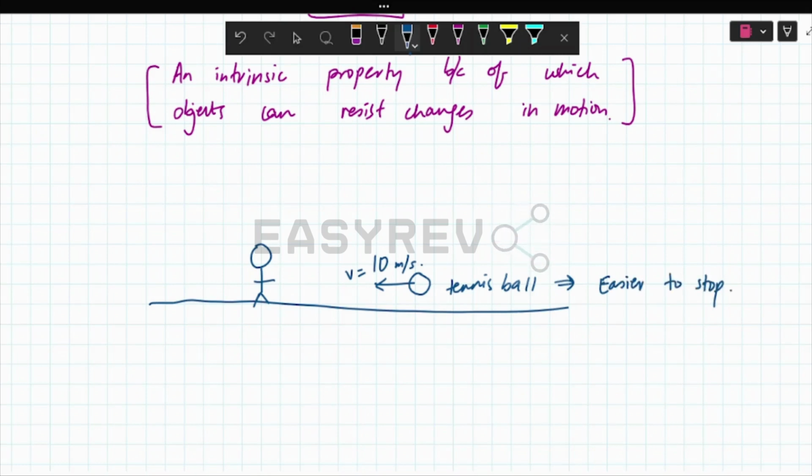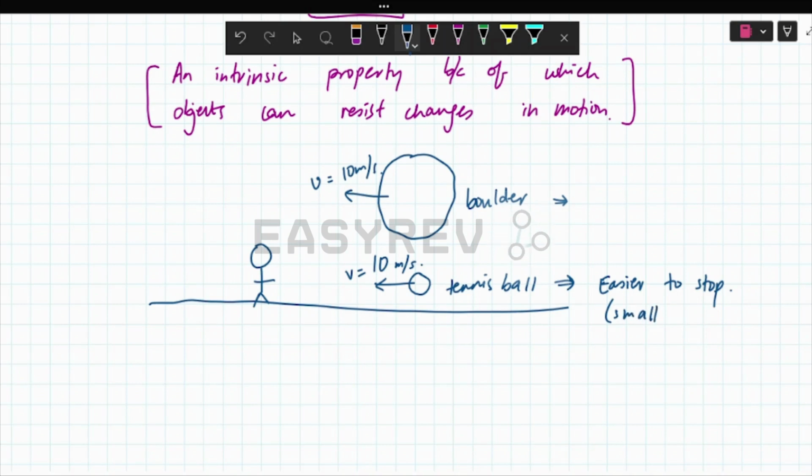But then imagine, instead of a tennis ball, there's a massive boulder being thrown at Tufi, and perhaps it's being thrown with the same velocity. Now, despite the same velocity, a boulder is going to be much harder to stop for Tufi, right? No matter how powerful he seems, because of the sheer mass of the boulder itself. So that puts into perspective that while a tennis ball is easier to stop because of its smaller mass, a boulder becomes harder to stop. Why? Because of its larger mass.